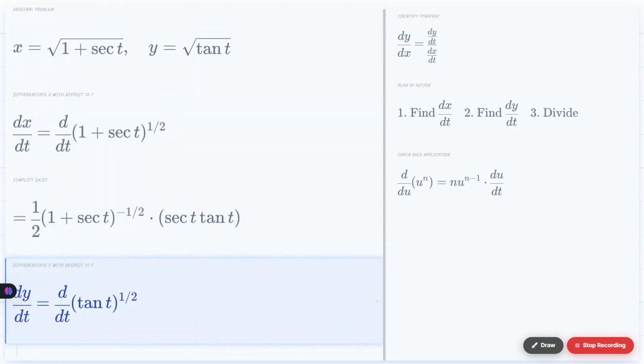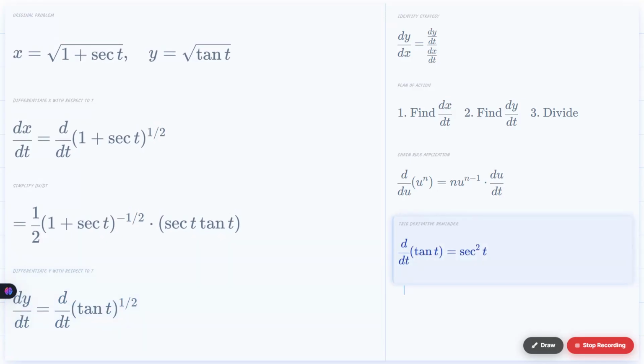We find the derivative of x with respect to t. We do this to get the second part of our rule. We take the derivative of tangent to the power of 1/2. We remember how to find the derivative of tangent. We do this so we can finish the next step. The rule says the derivative of tangent is secant squared.